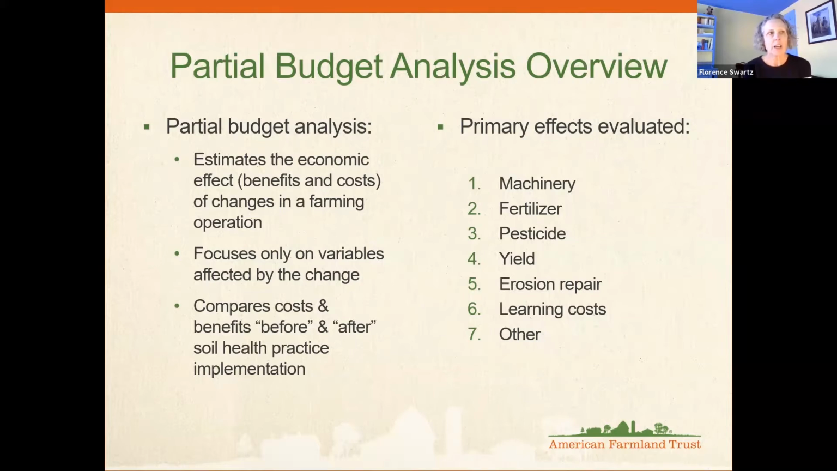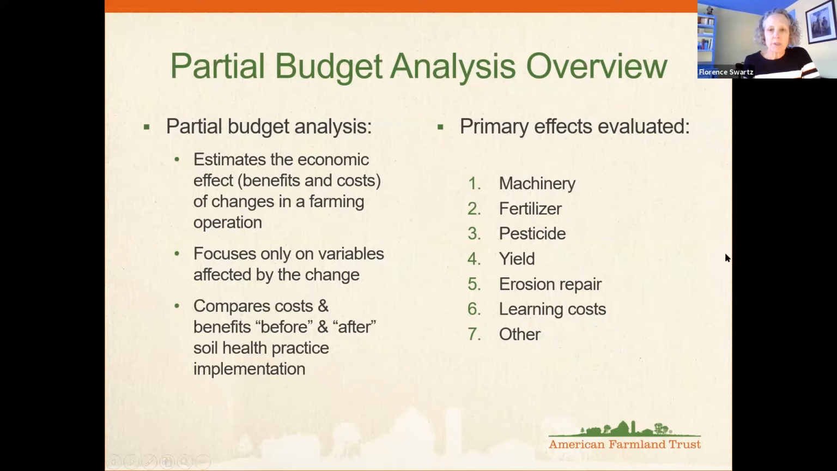So we're not looking at, for example, a bunch of crop budgets with all the different activities that go into establishing, maintaining, and harvesting a crop. We're really only looking at those activities that are changing when they go from what they were doing before, whether it's conventional tillage, to moving forward with no-till or strip-till. We're comparing the costs from before and the costs after. What benefits did they see, or did they lose income as a result of making this change?